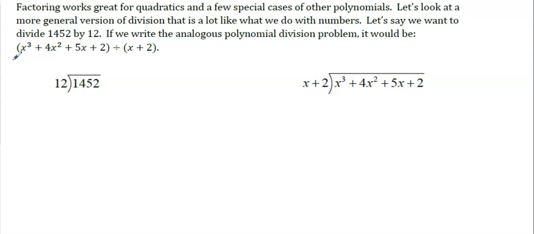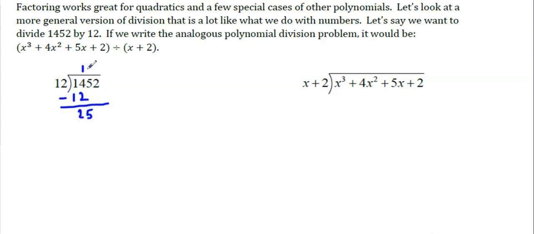Let's say we want to divide 1,452 by 12. If we write the analogous polynomial division problem, it would be x cubed plus 4x squared plus 5x plus 2 divided by x plus 2. Let's take a look at long division with these two integers. So I would take 12 and divide it into 14 and it goes in once. 1 times 12 is 12. Then I subtract. I have 2 and I bring down my 5.